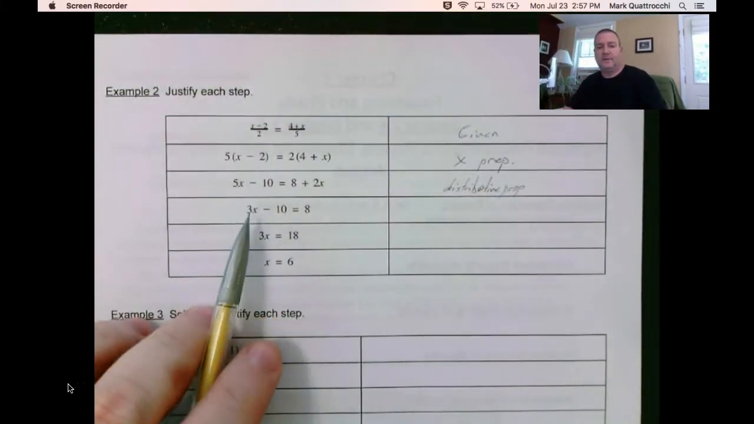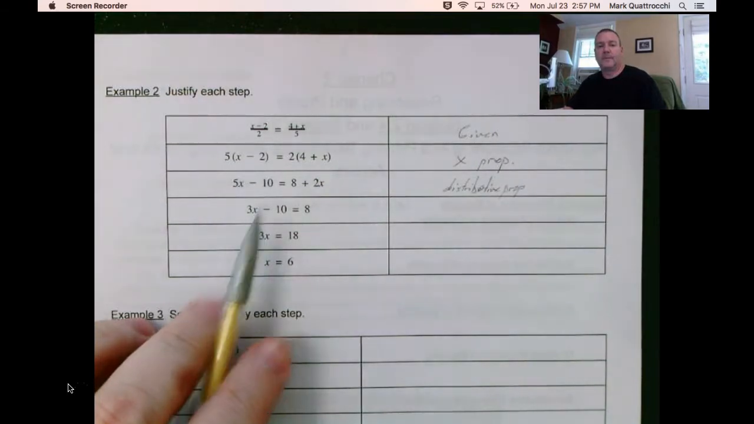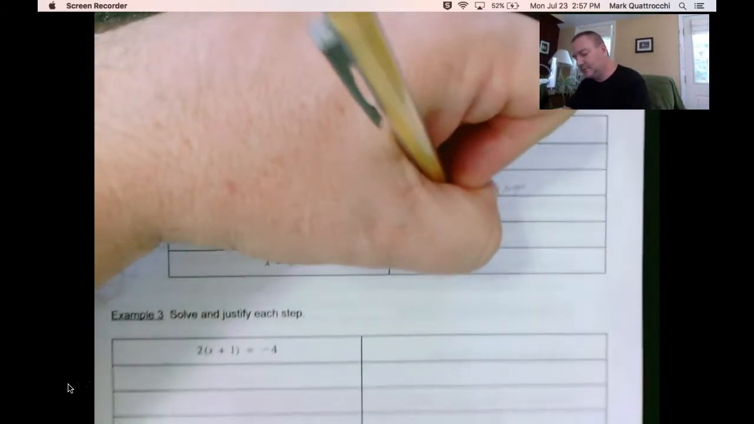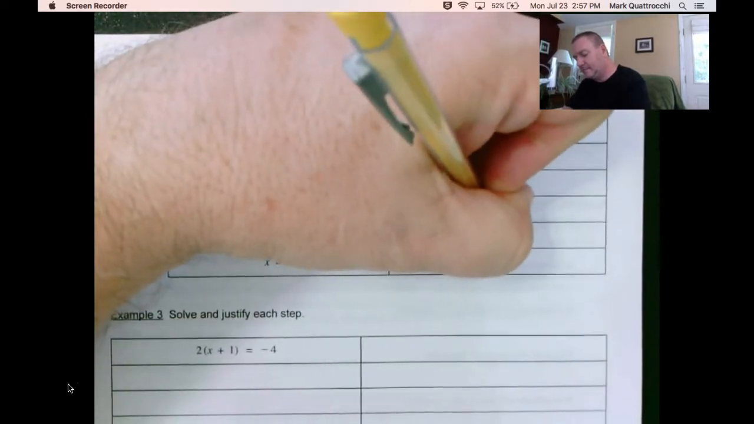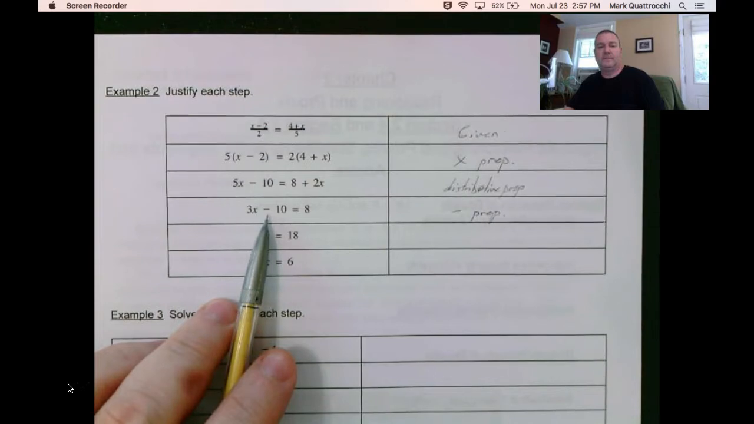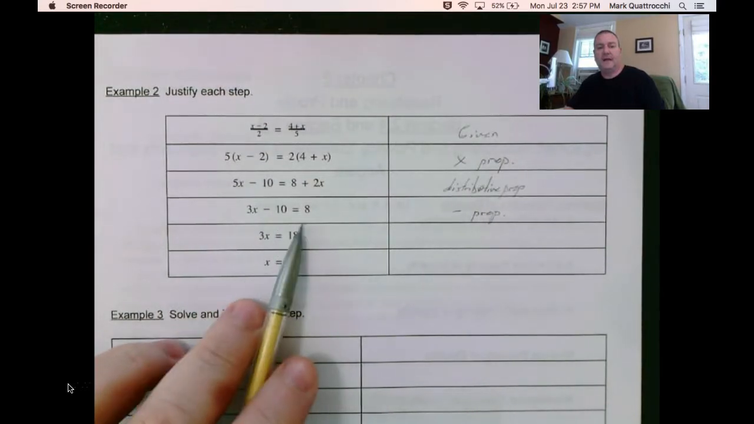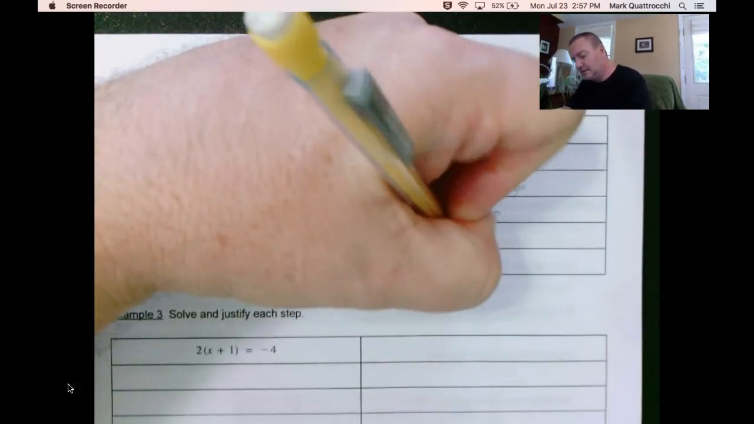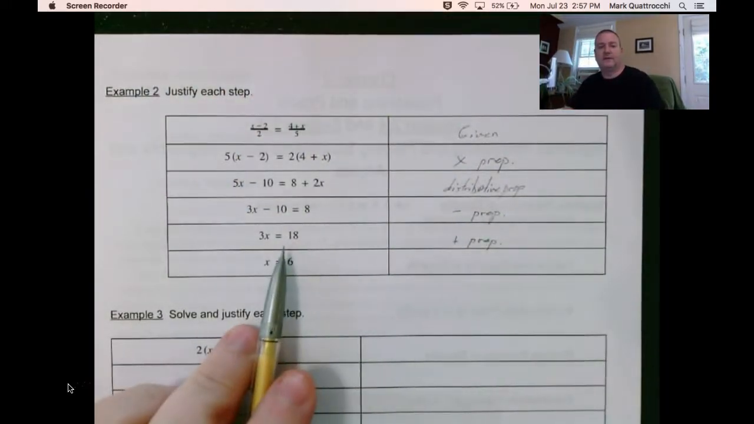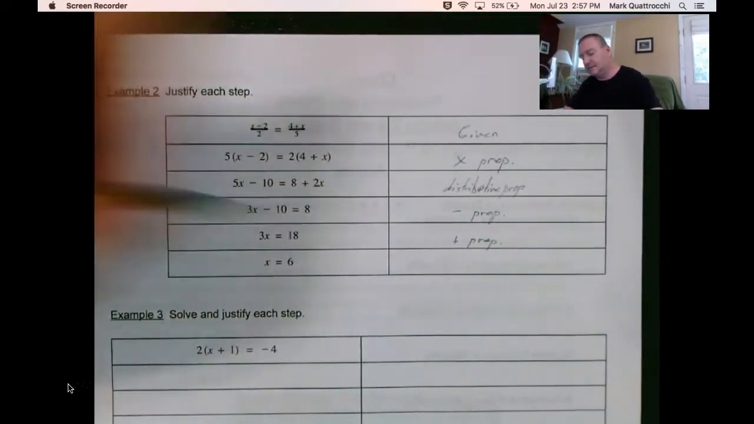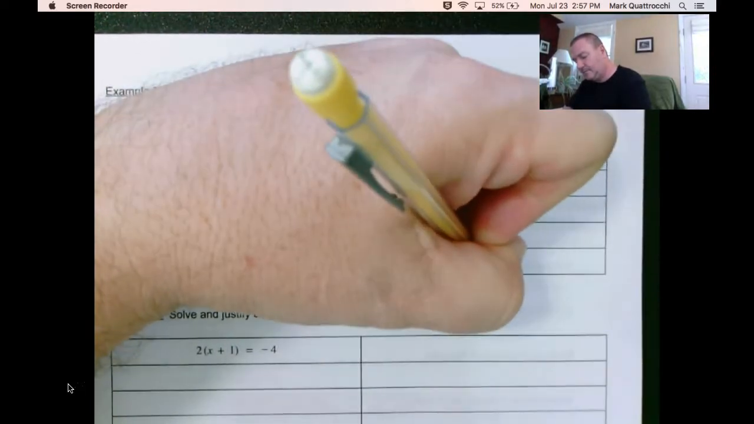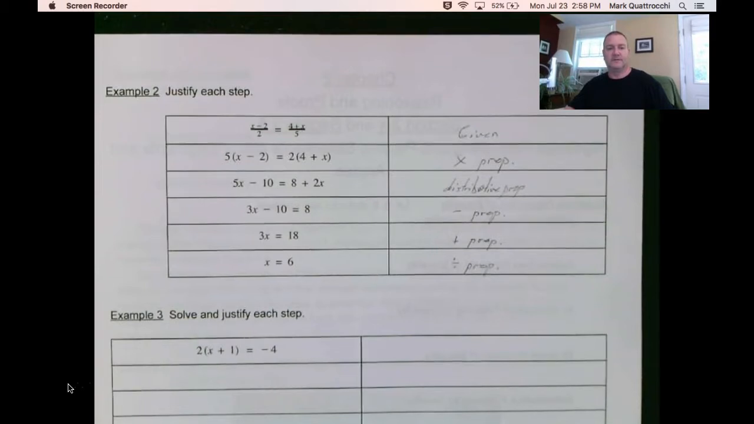Going from statement 3 to statement 4, subtract the 2x from both sides, subtraction property. Going from statement 4 to statement 5, added 10 to both sides, addition property. And going from statement 5 to statement 6, addition property. And we're on to example 3.